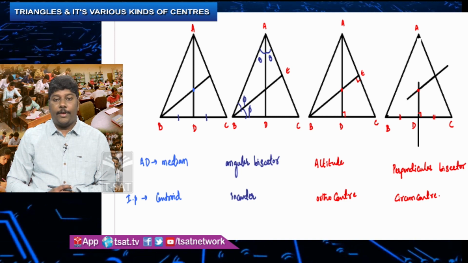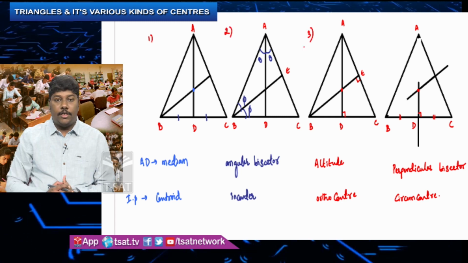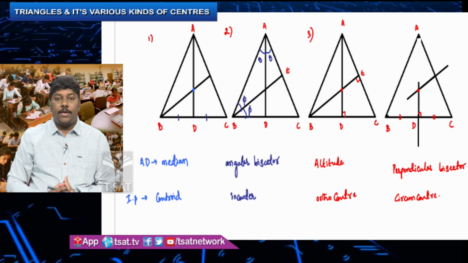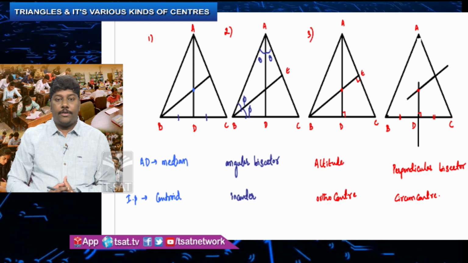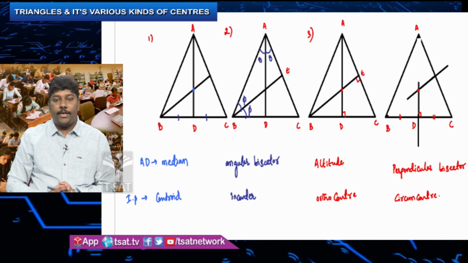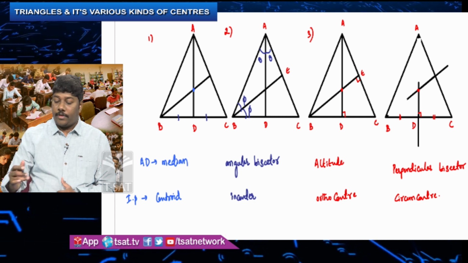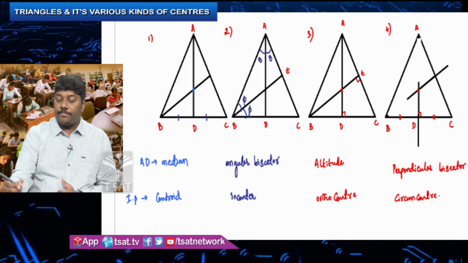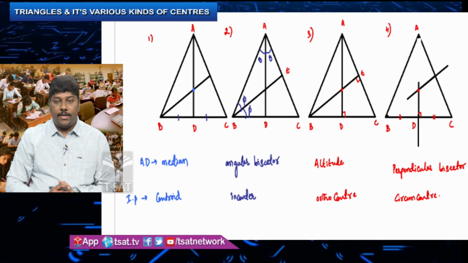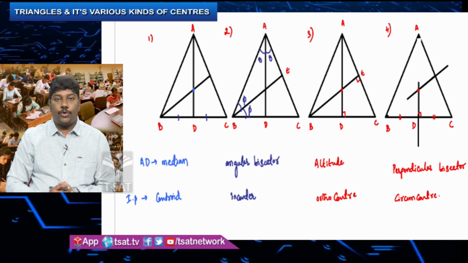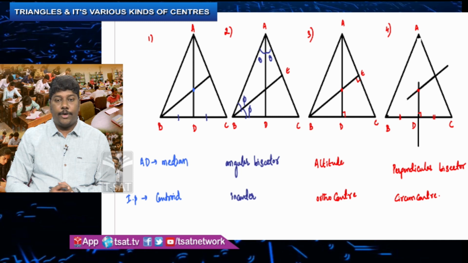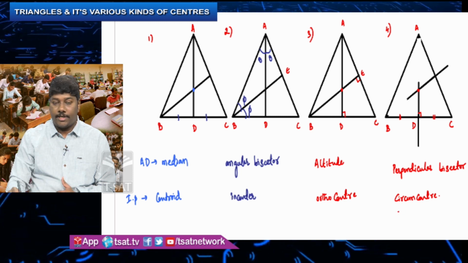And look at the third figure. The third one is perpendicular. AD is perpendicular to the base BC. So, intersection point of these altitudes, we call it orthocenter. Intersection point of altitudes is orthocenter. Now, in the fourth figure, here this line is perpendicular to the base BC and it is dividing the BC into 2 equal parts. We call it a perpendicular bisector. Intersection point of perpendicular bisectors is circumcenter.